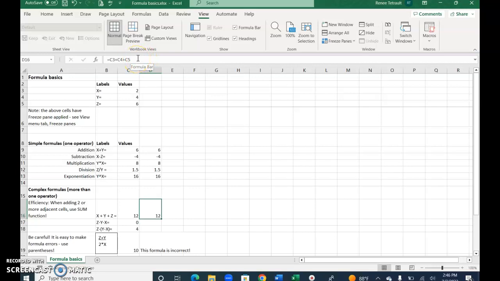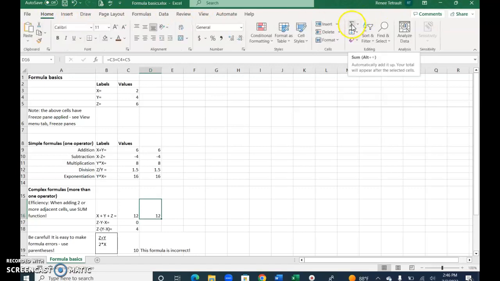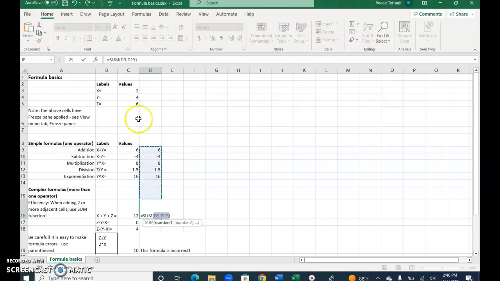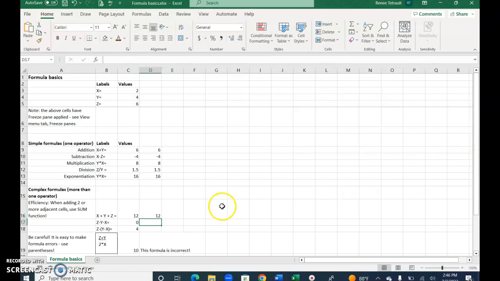So on this one, I'm going to go up to Home, and I'm going to click the AutoSum feature, and then I want to select the 3 cells, X, Y, and Z, and it should be equals SUM C3 colon, which means through C5, and you get 12. There is not a subtraction feature similar to the sum feature, so we just have to do that manually. So we'll start with equals Z minus Y minus X.